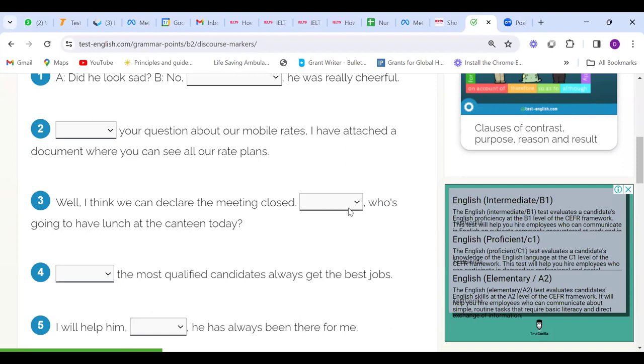Which of these discourse markers will you put in the blank space? Is it actually? Is it by the way? Or is it anyway? Type your answers in the chat.